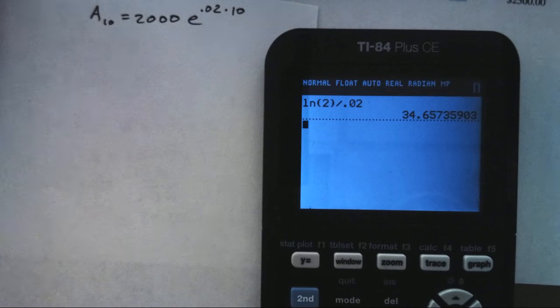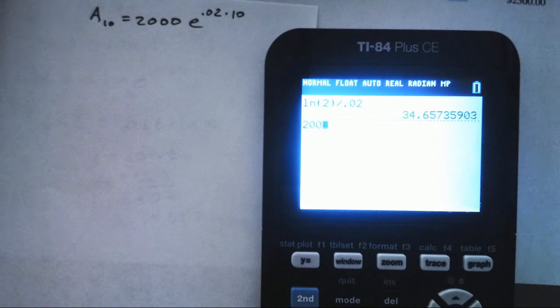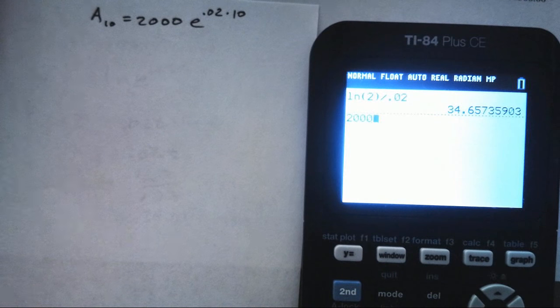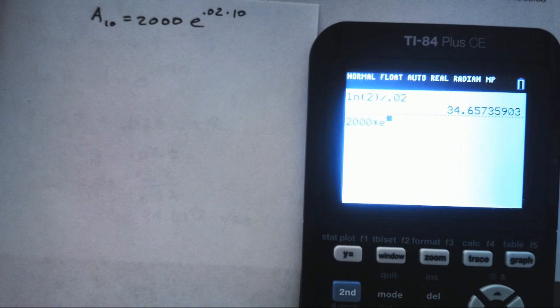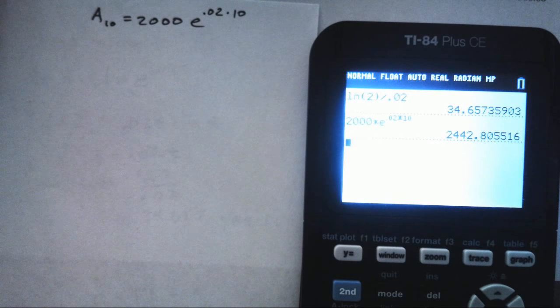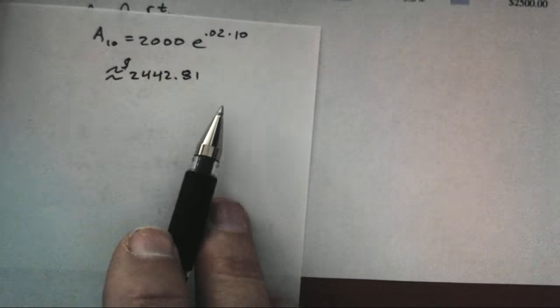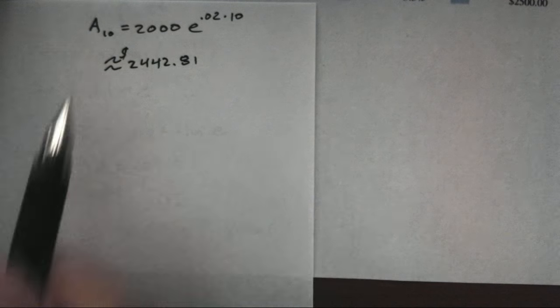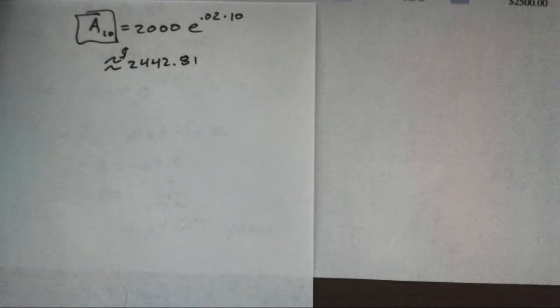So let's go ahead and find that one. I get 2,000 times e to the 0.02 times 10, and we get $2,442.81. That's definitely an easier problem where we don't have to do any equation solving, because our unknown was already isolated.